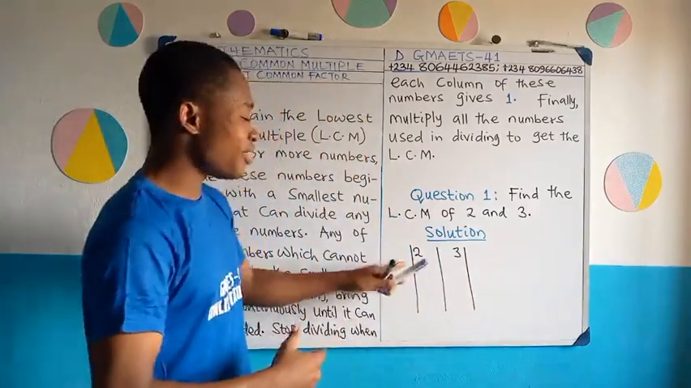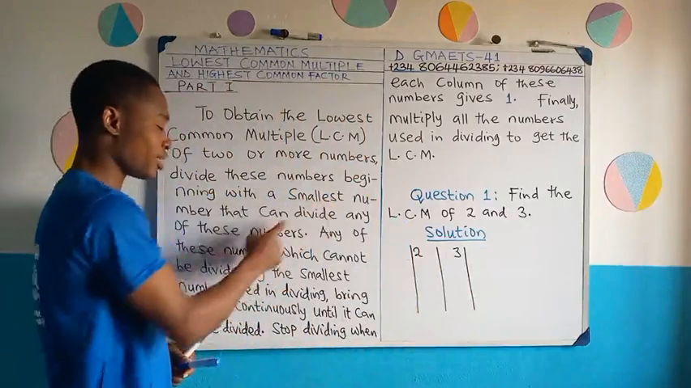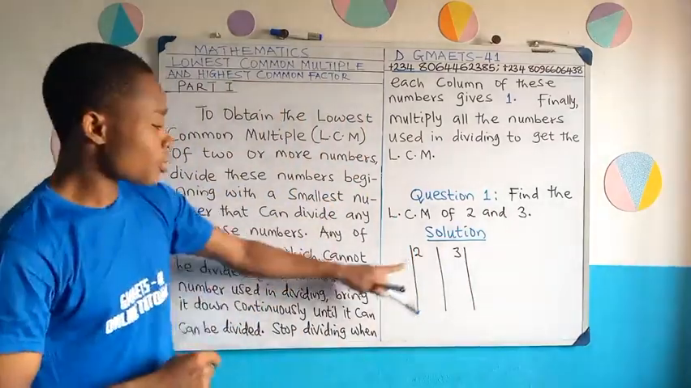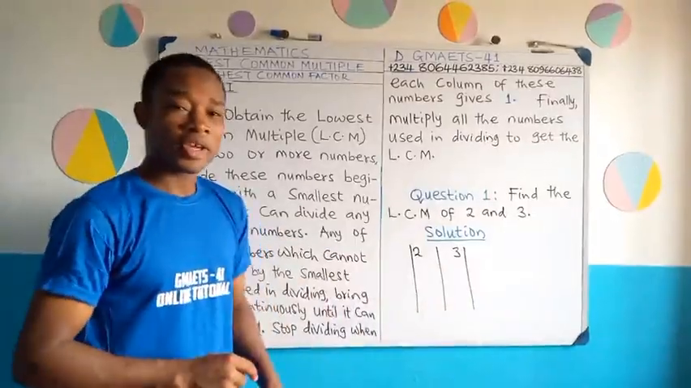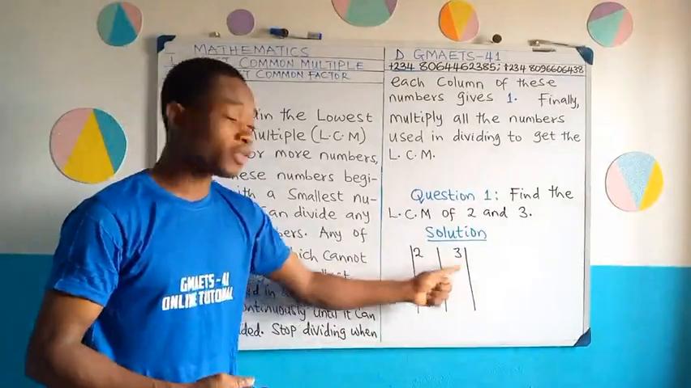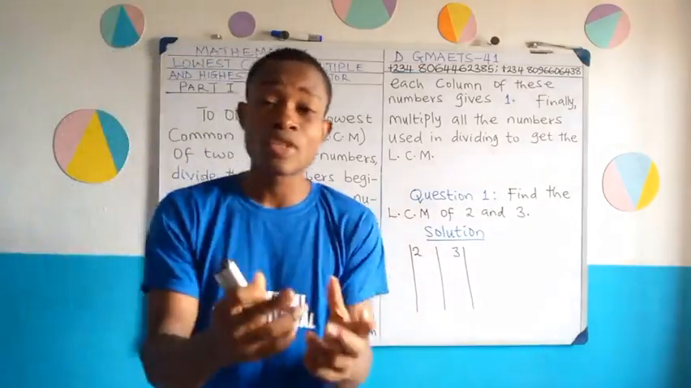Then I will start dividing this. I will pick the smallest number that can divide any of these numbers. So we have these numbers here. Which number will I pick that can divide either 2 or 3? But remember, the number you are to pick is the smallest number. Now, this is what you should know.